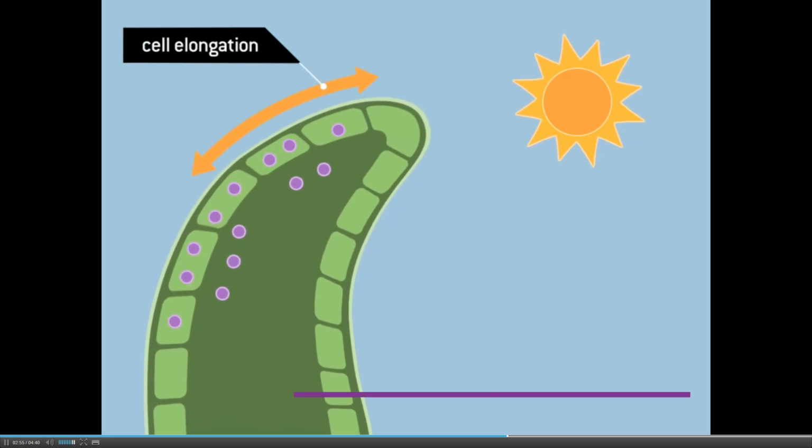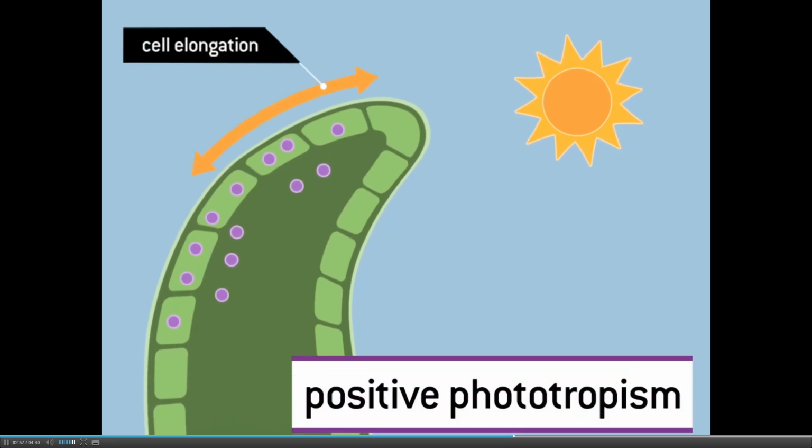This is an example of positive phototropism. It is positive because the plant is growing towards the stimulus. Plants that face the sun have a higher rate of photosynthesis.